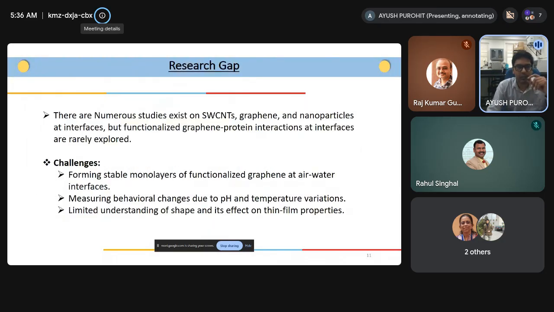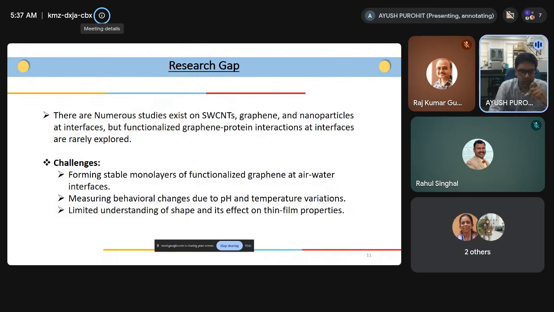So the research gap is that numerous studies exist on single wall carbon nanotube and graphene nanoparticle as well, but graphene protein interaction is rarely explored. So we are exploring the graphene protein interaction at the air water interface.